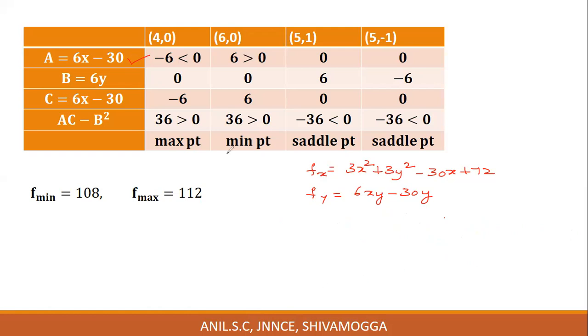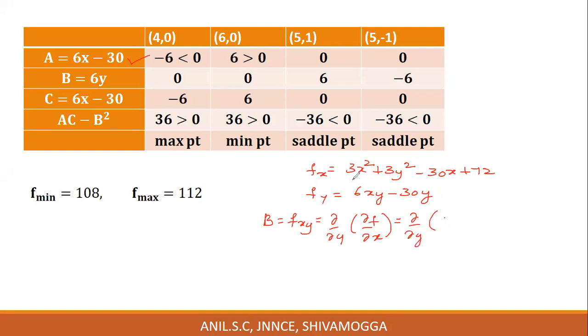What is the definition of b? B is equal to fxy, or you can write it as fyx. In either way, you can write that. This is del by del y of del f by del x.